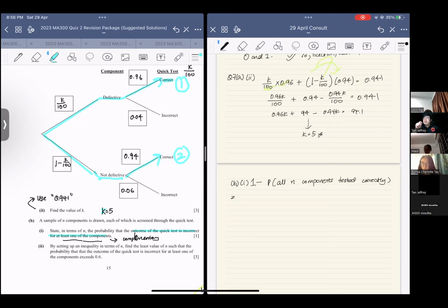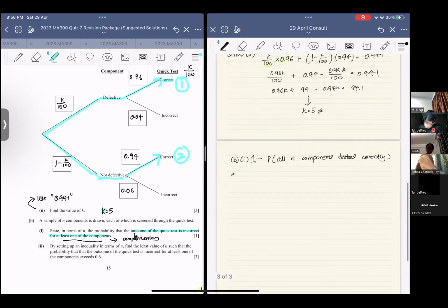So you really talk to yourself when you do these questions. What do I mean by I want to defy this at least 1? Okay, give me at least 1 apple. No, when I say no, what does it mean? I don't even want to give you 1. At least one of the components is incorrect. No, what does it mean? Not even 1 is incorrect. Everything is correct.